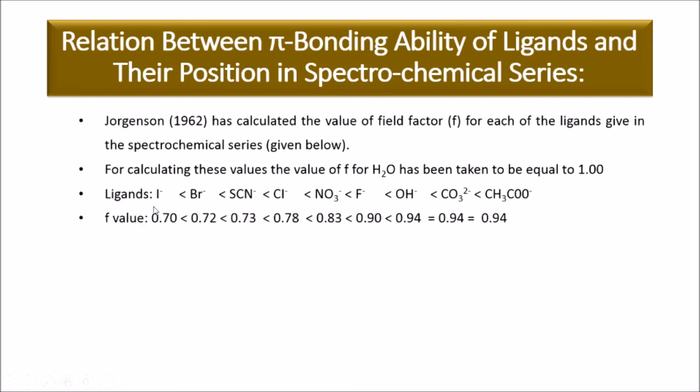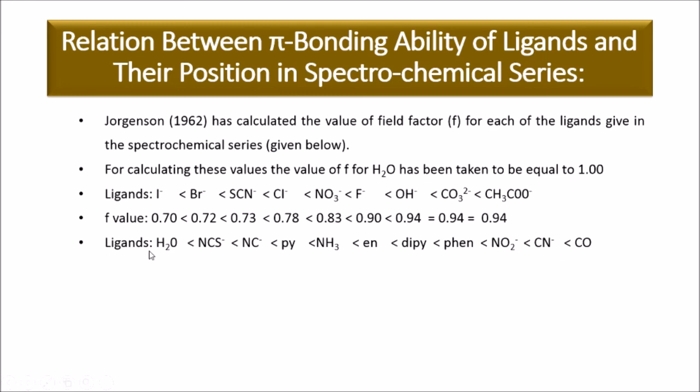And the F value for iodine is 0.70, low splitting. Bromine has 0.72, a little higher splitting in the delta O value. Thiocyanide is 0.73, chloride 0.78. You can see the F value increases. The splitting energy is higher, and in that order the ligands have been placed into the spectrochemical series.